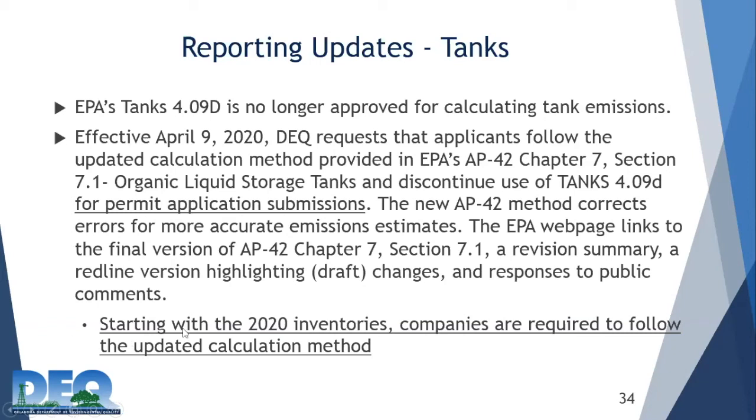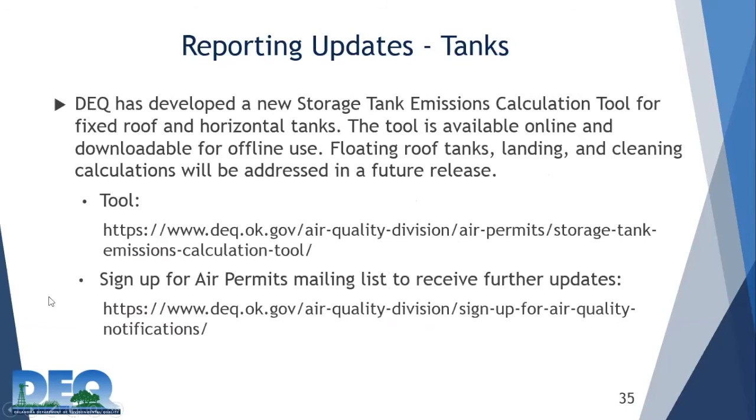Emission inventories, starting with 2020 inventories, need to be using the updated calculation method. You can no longer use EPA's tanks software. And some people last year already decided to go with the new calculation methods, but we weren't geared up quickly enough to get that information out before the reporting season. So we're requiring it starting with the 2020 inventories, and our permitting group has developed a new storage tank emissions calculation tool. It's pretty cool.